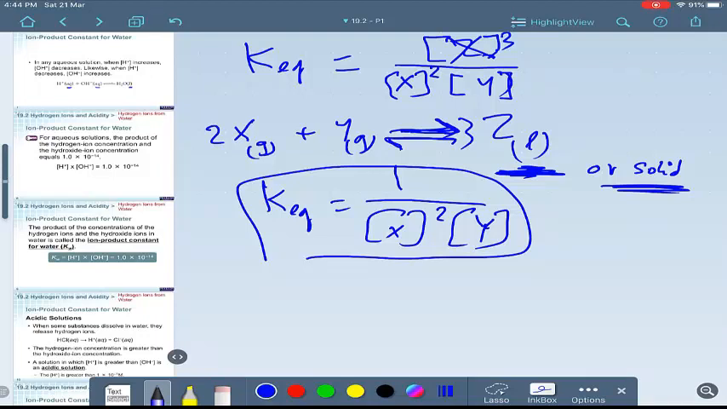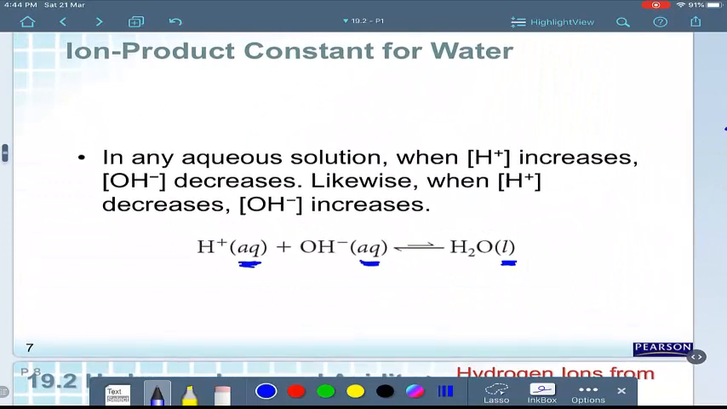Okay. What if the molecule or the ion is not liquid but an aqueous solution? Yes, we can use it and we can calculate the concentration. Look at this equation again. We have an aqueous solution of hydrogen, and an aqueous solution of hydroxide, so we can apply them in the equilibrium constant. But this is liquid. You can't do that. Why? Because it has constant concentration during the reversible reaction.